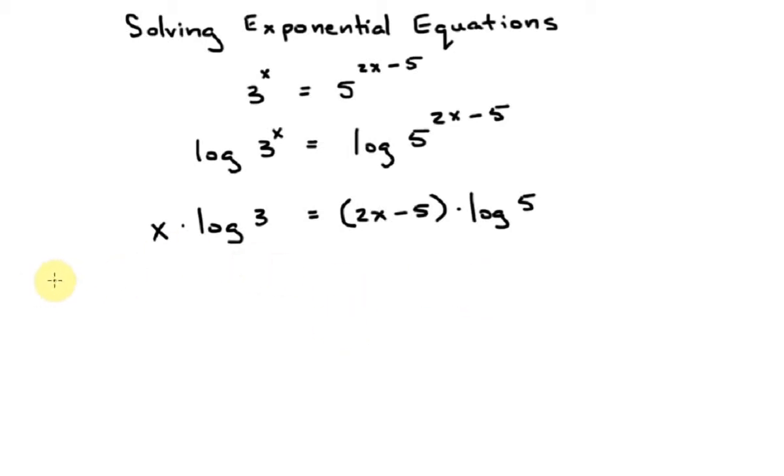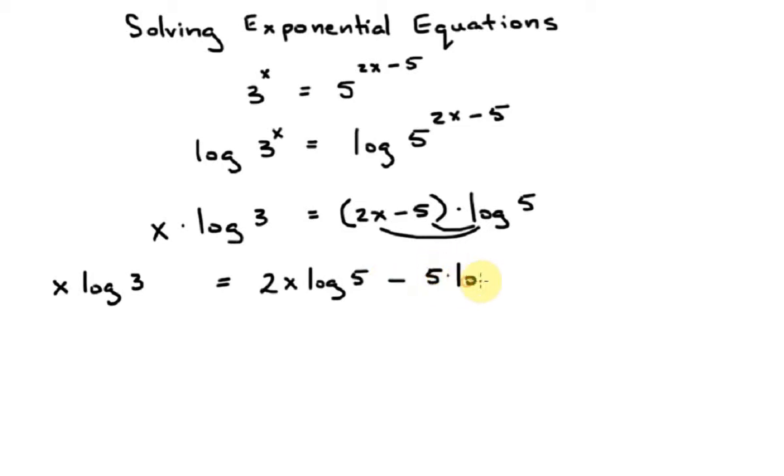Well, on the left side, I got this, x times log 3. And on the right side, I could actually distribute the log 5 into the brackets. What I'm going to do is expand out the brackets here. Now, it's going to look messy, but really what you have is 2 times x times log 5, and then you have minus 5 times log 5. All right? Now, how do you continue?